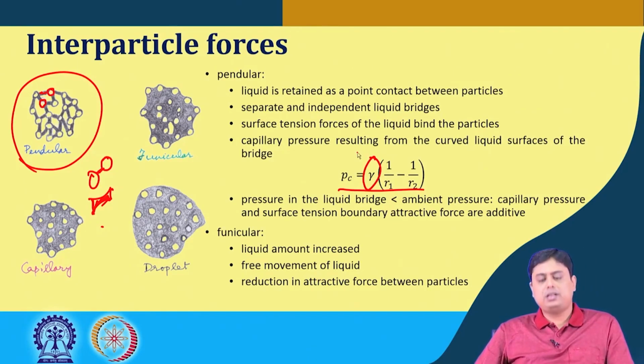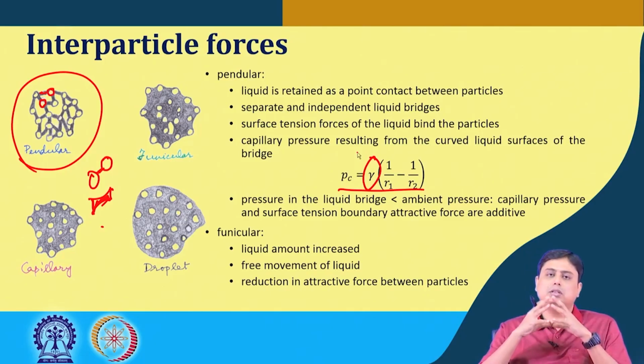So, when the pressure in this liquid bridge is less than the ambient pressure, then this capillary pressure and the surface tension force become additive. Together they become the total resulting force. So, this is the initial stage of granulation, or the formation of the liquid bridge. Now, why this is important, we will see later in granulation.